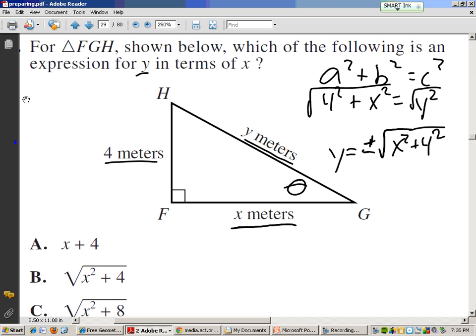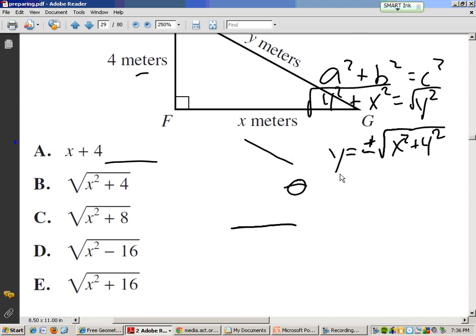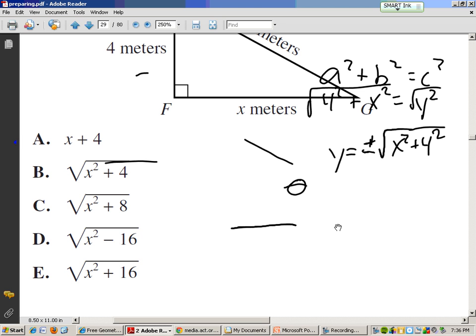Well, it's not going to be minus. Why? We're in geometry where everything is positive, right? In geometry, it's all positive, so x squared plus 4 squared would be E. E will be the right answer.